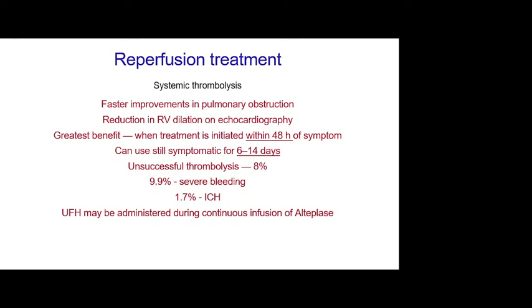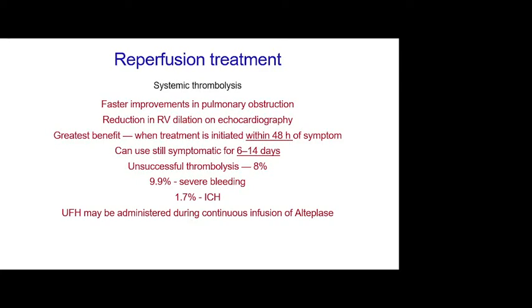With the anticoagulation, if the patient has high risk features or is hemodynamically unstable, we have to think about reperfusion treatment. That can be done pharmacologically as well as mechanically. The usual method is pharmacological reperfusion with a thrombolytic agent. It will make fast improvement because obviously the mechanical obstruction is released with the thrombolysis. It can be used within 48 hours, which is more beneficial, but we can use it if the patient is symptomatic until 14 days.